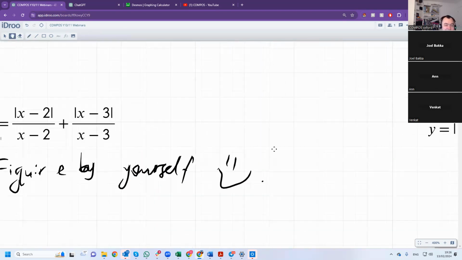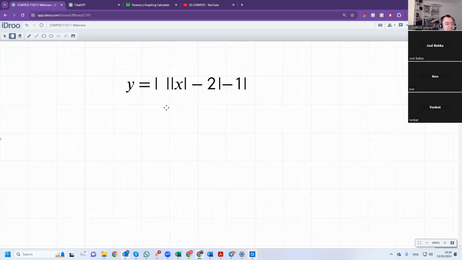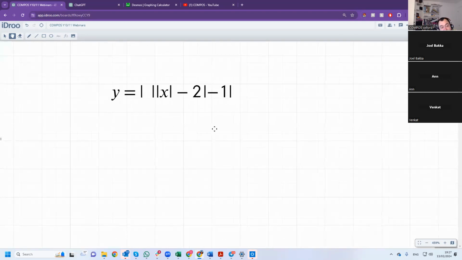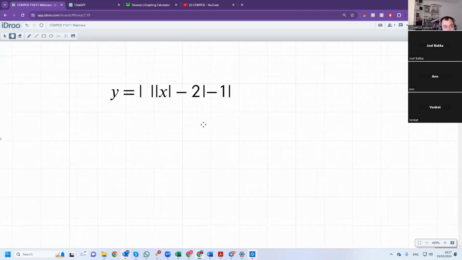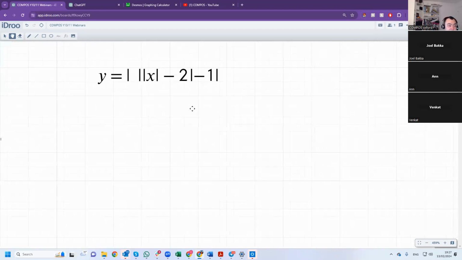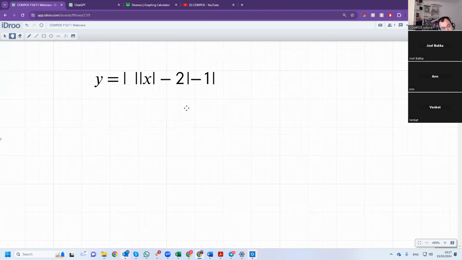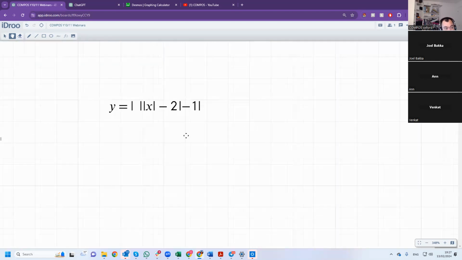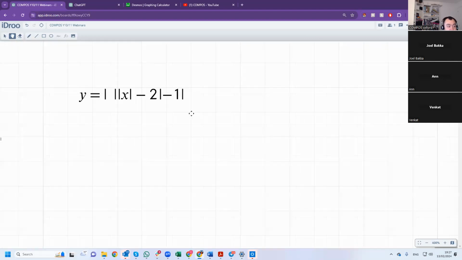And finally, this one. This is a nice one. This is incredibly hard to do from the definition of modulus. But what you can do here is use transformations.